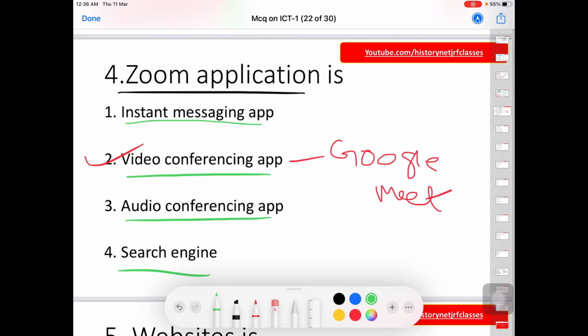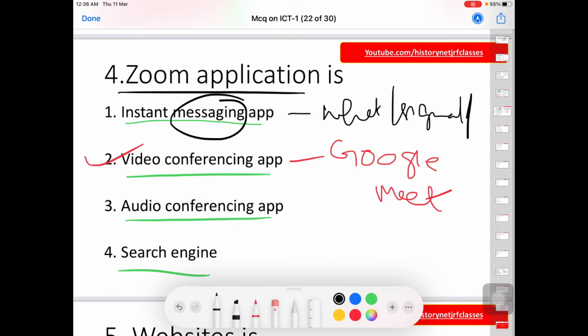Under instant messaging apps you have WhatsApp, and recently Signal became popular. Whatever you type reaches instantly, like Messenger on Facebook. All these are counted under instant messaging apps. Then you have search engines, as I told you, which can be Google, Yahoo, DuckDuckGo. All these are search engines.